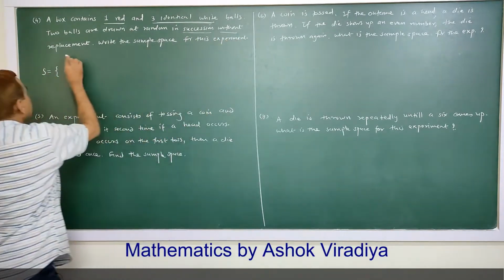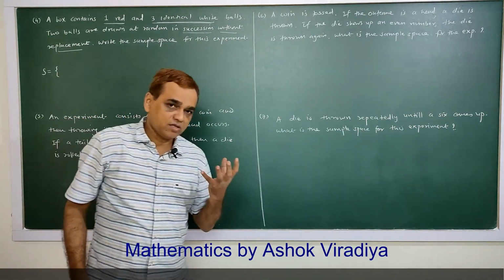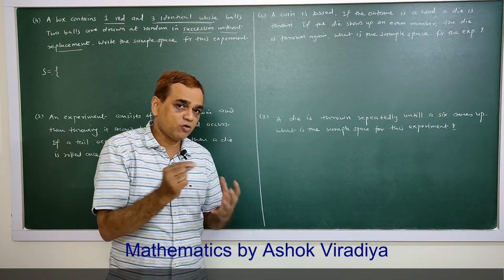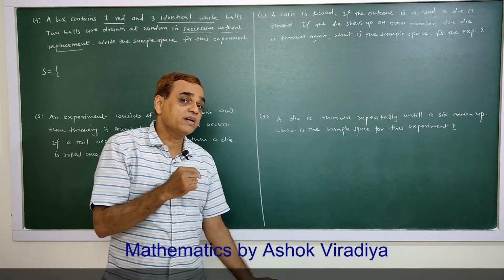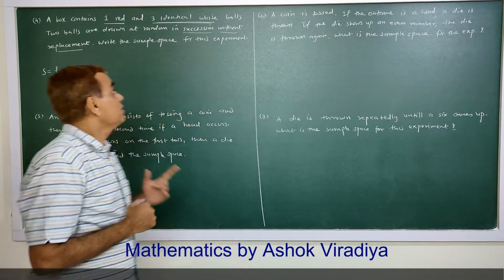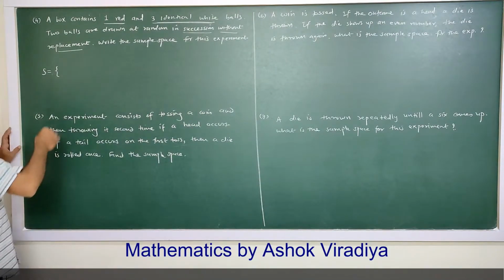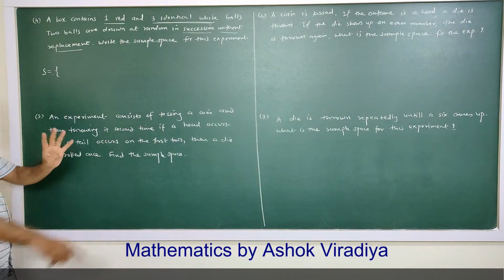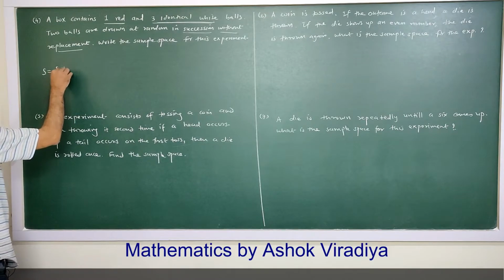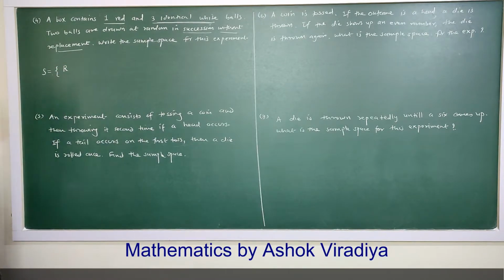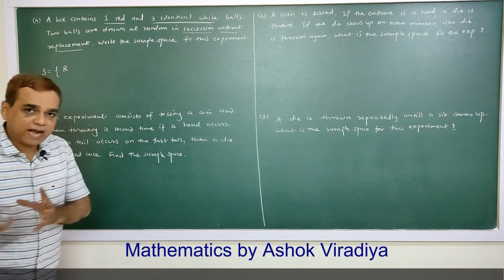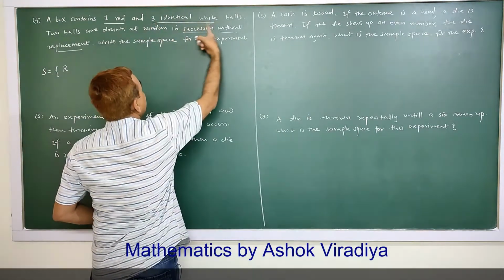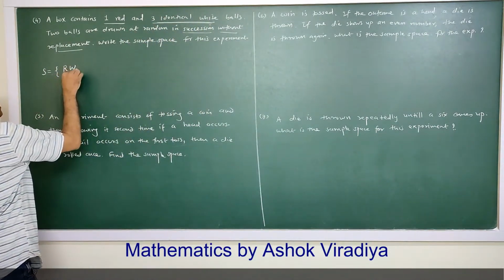without replacement. Means take a ball, note down its color, then don't put it back. Without putting back means without replacement, take another ball. So here one red ball and three white balls, so total there are four balls. If the first selected ball is red, then don't put it back. Then when you select the second ball, it comes from the three identical white balls, so the second ball will be white.